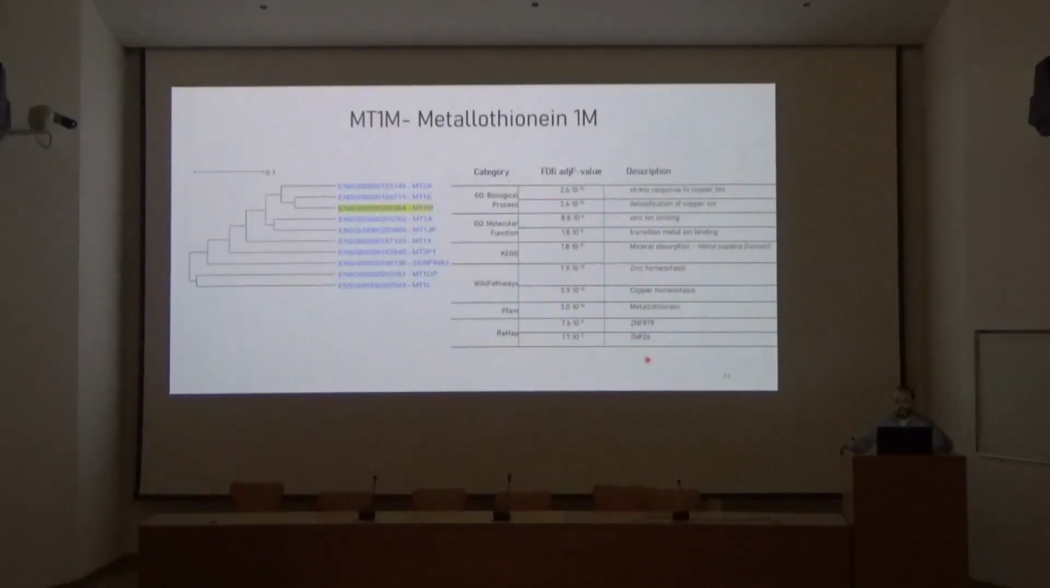Another case was the metallothionein family, and we used the MT1N gene for that purpose. HGCA2 resulted in a clade that contained many metallothionein family genes. Some of them were pseudogenes, some of them were actual genes, and most of the enriched terms were related to the metallothionein function, which includes response to copper ion, detoxification of copper ion, and heavy metal homeostasis.